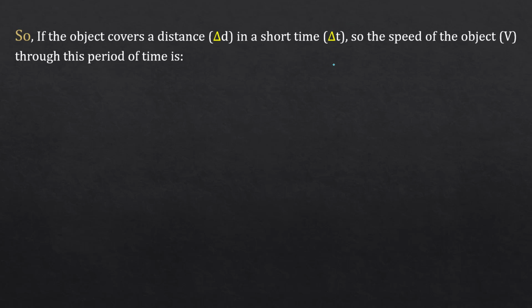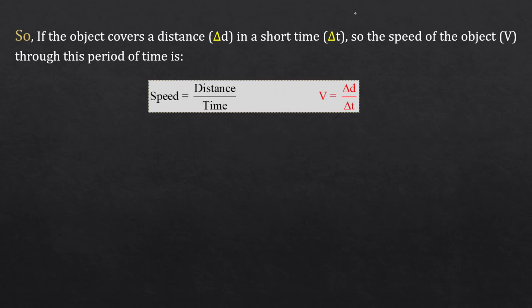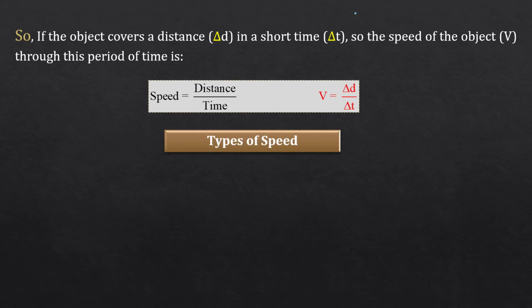And delta T, it's the change that happened to the time. So if we want to calculate the speed of this object, it will be speed equal distance over time, or delta D over delta T. I hope you all get the meaning of delta. It means the change that happened in this quantity. So delta D means the change that happened in the distance, and delta T means the change that happened in the time.